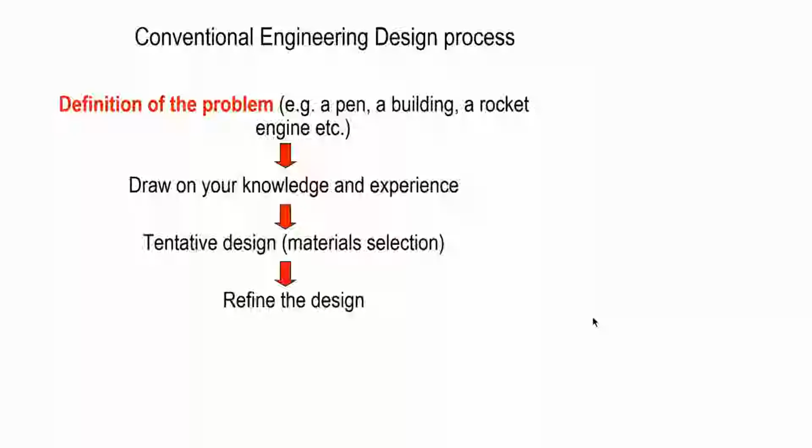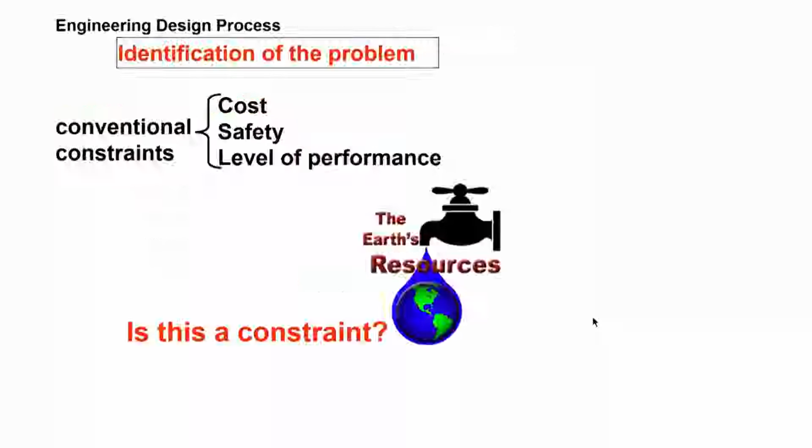At that stage we select the materials that we want to use, and how it is going to perform, how it functions, how its cost is, etc. So we optimize many parameters at that level, and if there is anything that is not refined at that level, we will further refine the design and then get to the final design of the item that we are thinking of. But in the conventional engineering design process, we consider 3 constraints. These are cost, safety and level of performance.